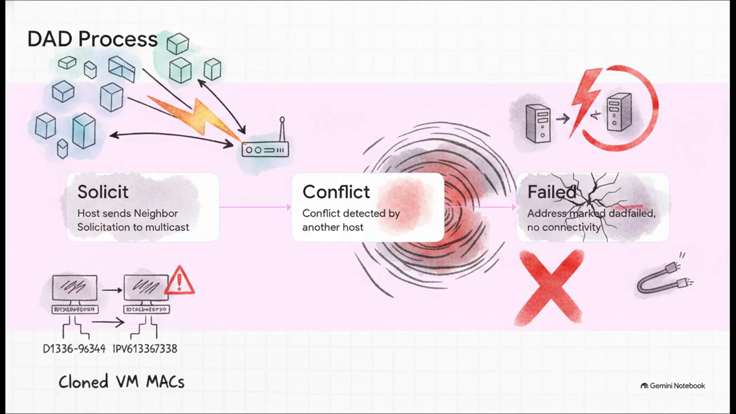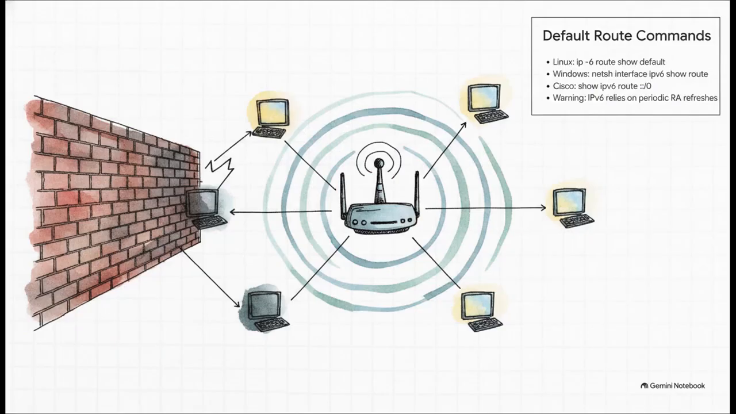A really common cause for this, something sysadmins run into all the time, is when cloned virtual machine MAC addresses end up generating duplicate EUI-64 addresses. If you're checking your interface and you spot that DAD failed flag, you know exactly what you're dealing with. There's also a major shift in how default routes are handled. IPv6 totally abandons DHCP gateway leases. Instead, it relies on router advertisements, or RAs.